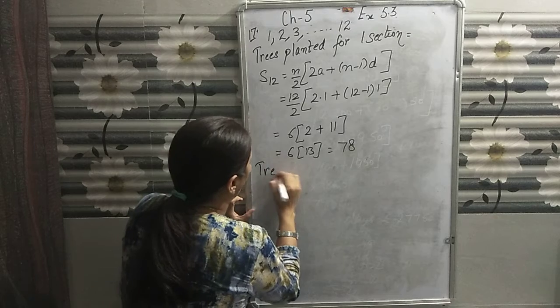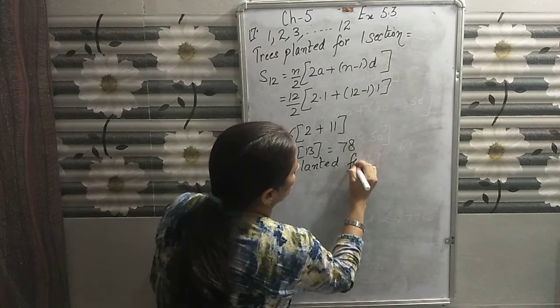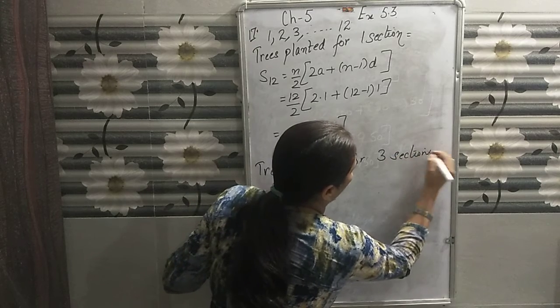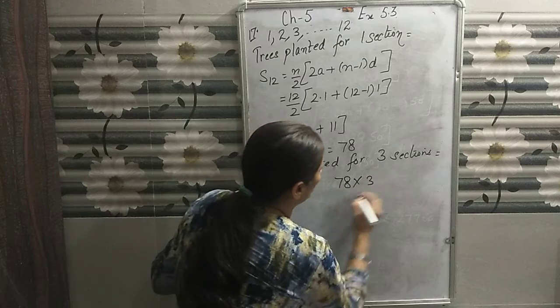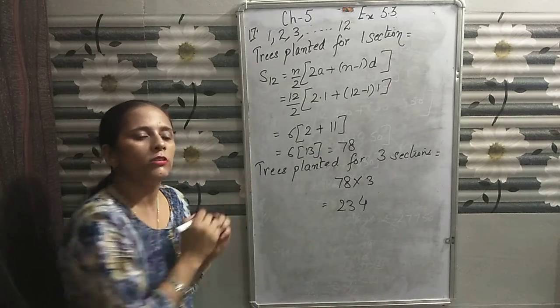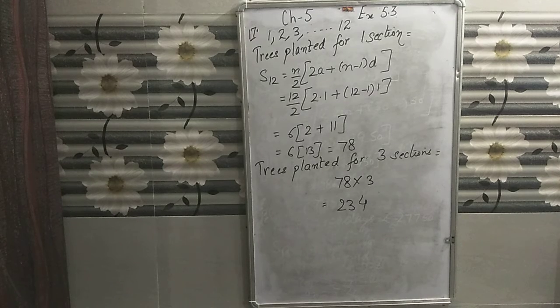Now you have to find the trees planted for 3 sections. For trees planted for 3 sections, you will multiply 78 with 3. So 234. So this is your answer. This is the trees planted for 3 sections.